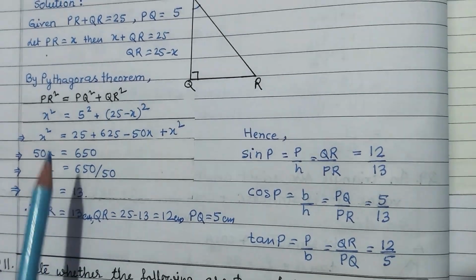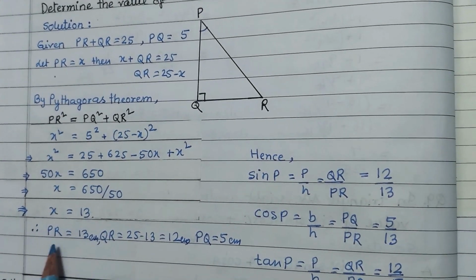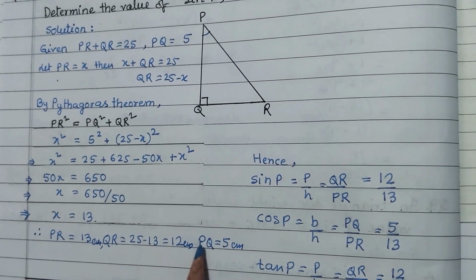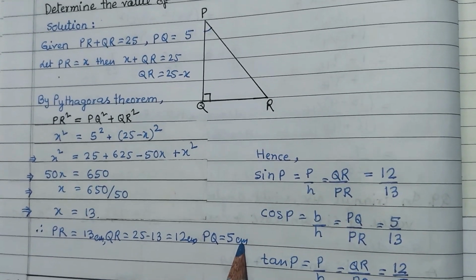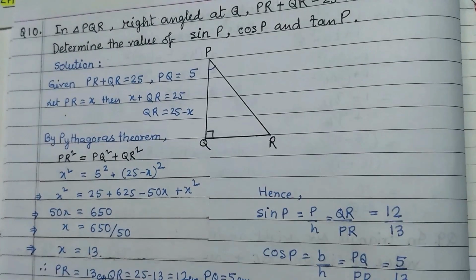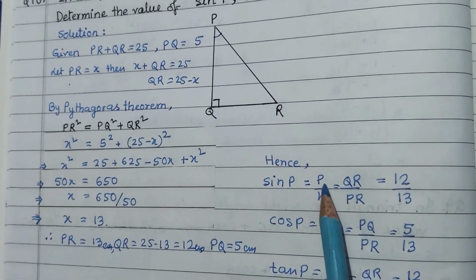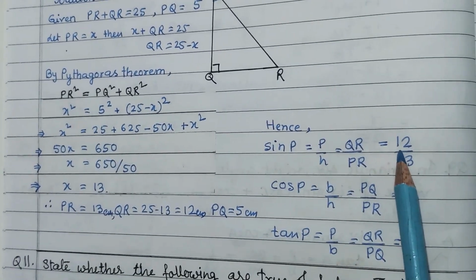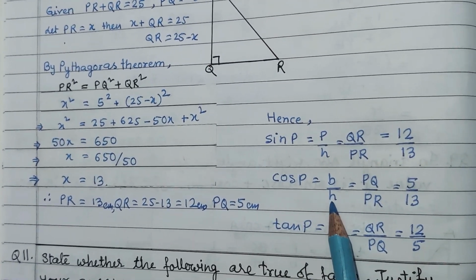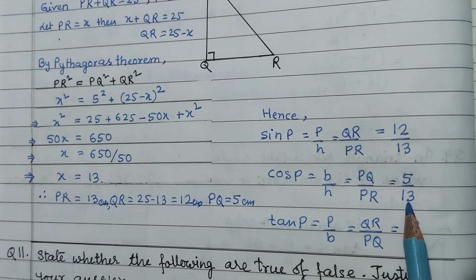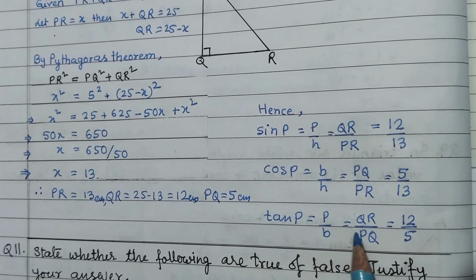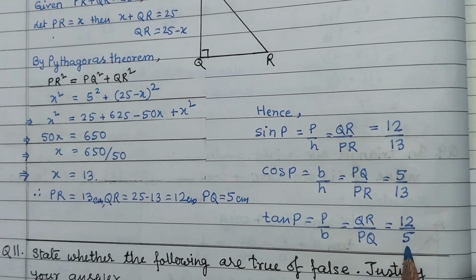X means PR, we have taken PR is equal to x. So PR is 13. QR is equal to 25 minus 13, it is 12. And PQ is already given as 5 centimeter. Now we have to find sin P, cos P and tan P. Sin P, perpendicular upon hypotenuse, is 12 upon 13. Cos P, base upon hypotenuse, is 5 upon 13. And tan P, perpendicular upon base, is 12 upon 5.